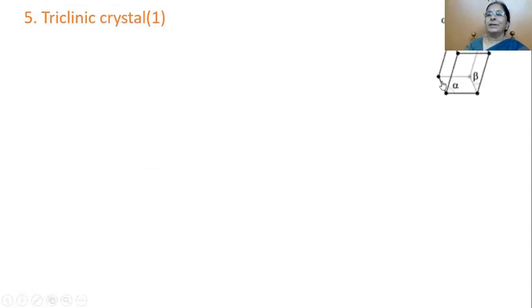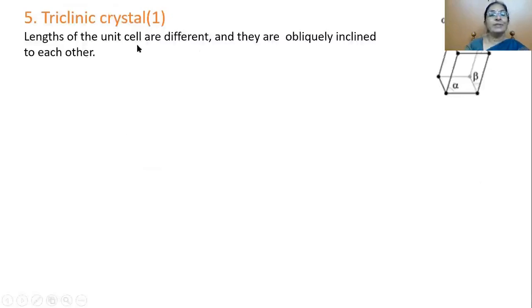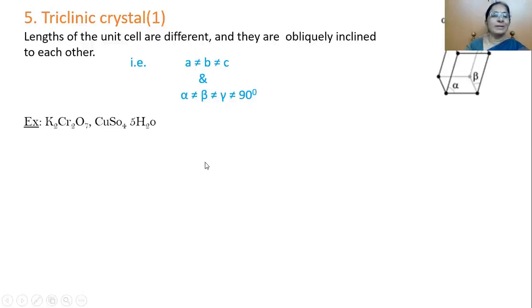Next type is triclinic crystal. Here the interfacial angles are not equal to 90 degrees. Lengths of the unit cell are different and they are obliquely inclined to each other. A is not equal to B, is not equal to C, and alpha, beta, gamma are also not equal to 90 degrees. That type of crystal is called triclinic crystal.